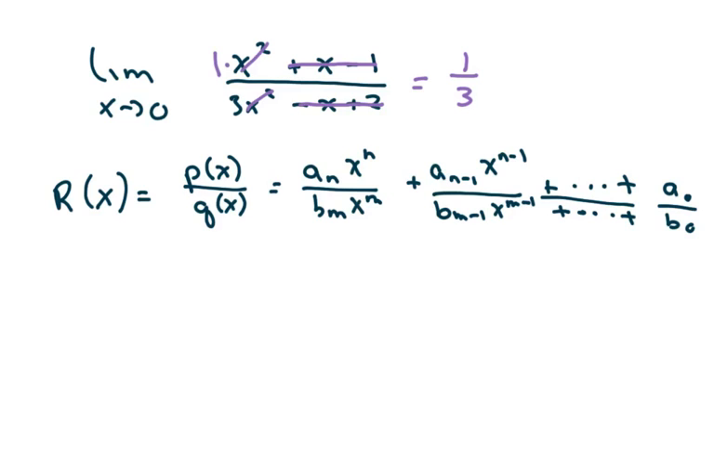So basically, when you have some long rational equation, all we're going to do is look at the degrees. And if the degree in the numerator equals the degree in the denominator, then your horizontal asymptote is just going to be a sub n over b sub m. Okay?